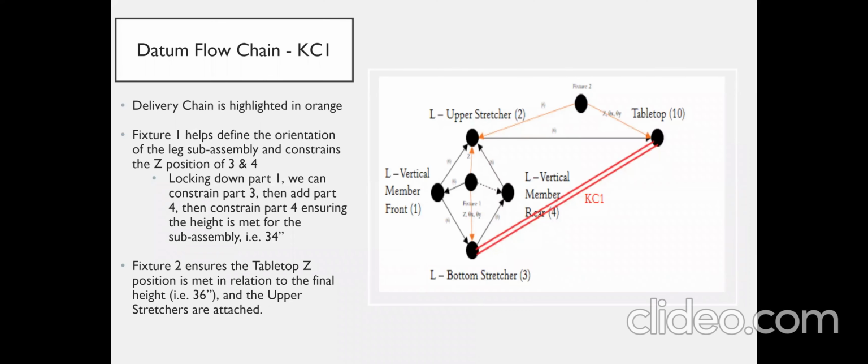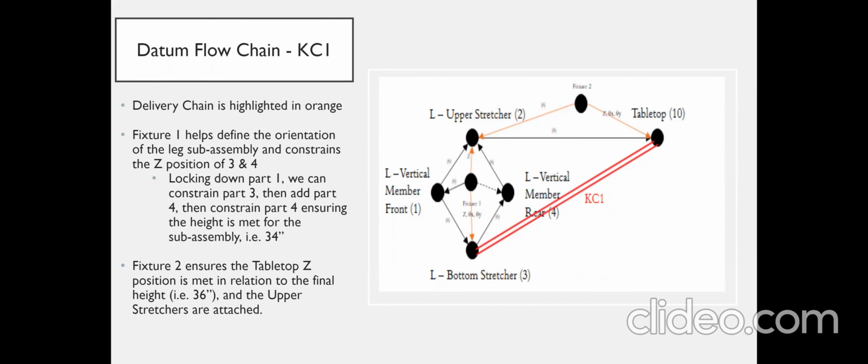Moving forward to the datum flow chain. The datum flow chain is described as shown. We can see how fixture 1 plays a part in ensuring that KC1 is met, and that fixture 2 is also necessary for this. The datum flow chain is highlighted in orange. So this ensures that bottom stretcher 3, upper stretcher 2, and the tabletop are all at the correct Z heights.